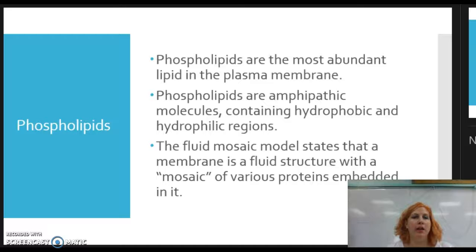Phospholipids are the most abundant lipid in the plasma membrane. Phospholipids are amphipathic molecules containing both hydrophobic and hydrophilic regions. The fluid mosaic model states that a membrane is a fluid structure with a mosaic of various proteins embedded in it. You'll better understand that by looking at the diagrams.